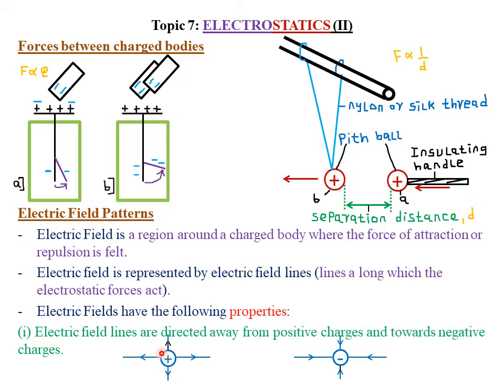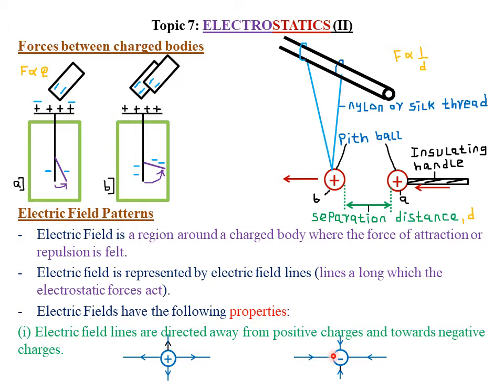Now for the charges, the electric field will always be moving from the positive charge or from the positive terminal. So the lines will originate from the positive charge. That's why our arrows are pointing away from this particular charge. Then those electric field lines will always enter, they will always move towards the negative charge.